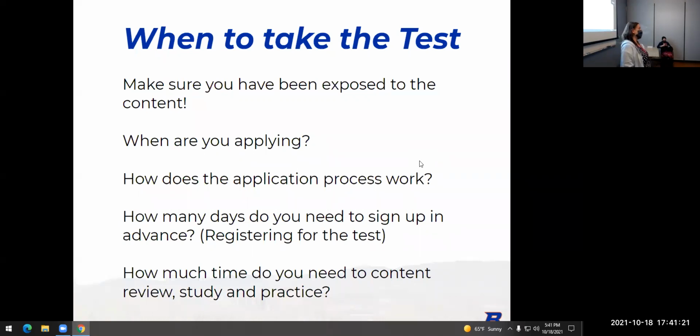How much time do you need to be a content reviewer? Think about how you're a learner. How much time are you going to need to review all the content, to study, to practice? How many practice exams are you going to need to take? Ask yourself those questions, okay?